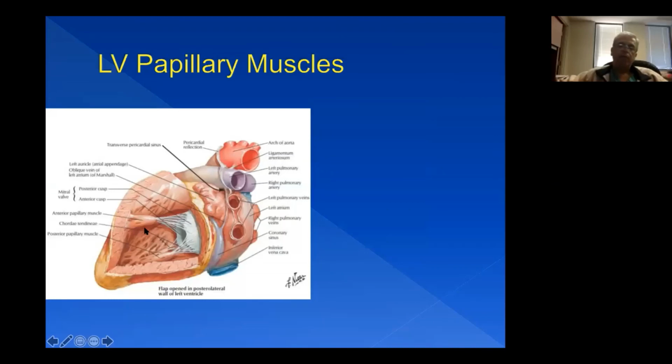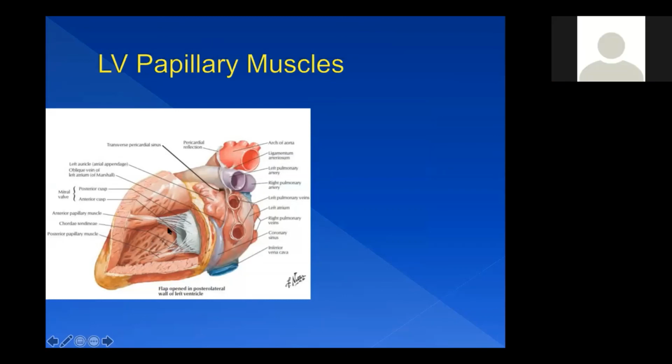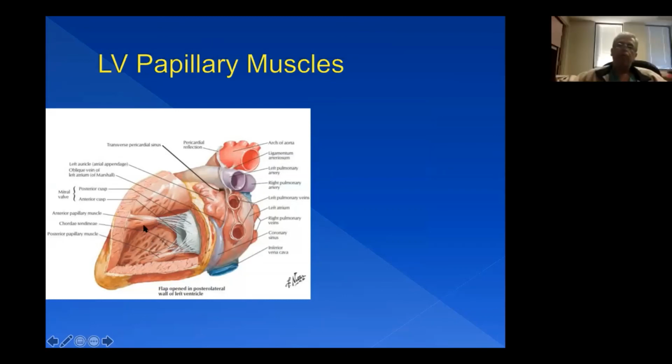I would like to highlight now the papillary muscles in the left ventricle. As I mentioned, the purpose of the papillary muscles is to support the ropes, if you will, that hold the leaflets of the mitral valve. The anterolateral papillary muscle supports the anterior leaflet of the mitral valve. The posteromedial supports the posterior leaflet of the mitral valve. And you can imagine that if you have a ruptured papillary muscle, an infarcted or dysfunctional papillary muscle, or ruptured chordae, you would end up with mitral regurgitation.